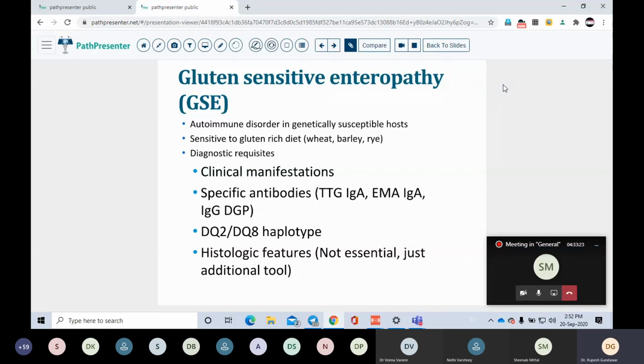And then the histological features, meaning histological features of malabsorption, are not essential for the diagnosis. A good gastroenterologist will label something as a GSE with the above three requisites, and histology will be the last part. It is just an additional tool and not the essential factor. Why, I will tell you later on.